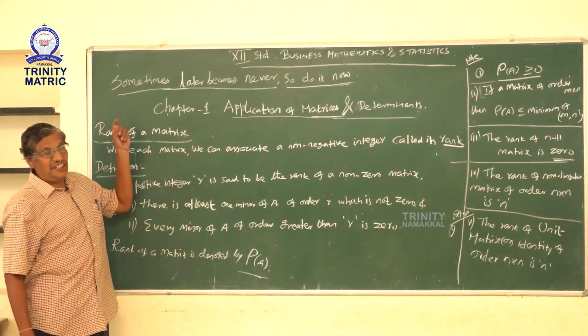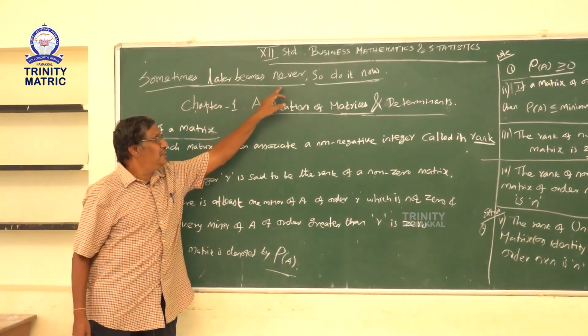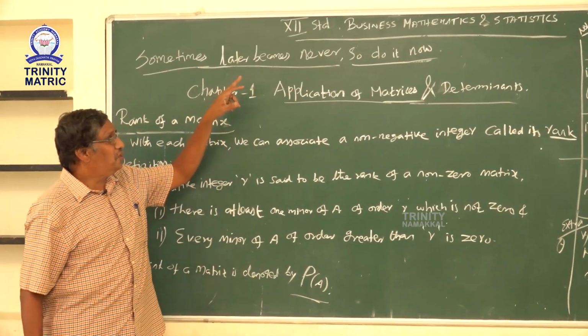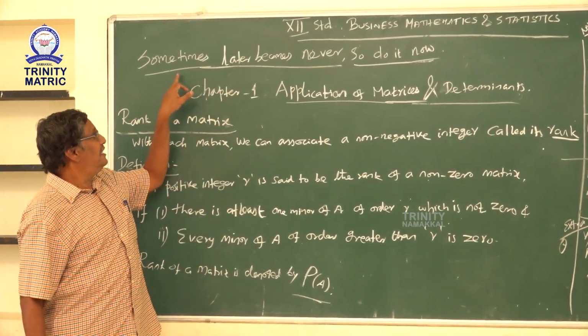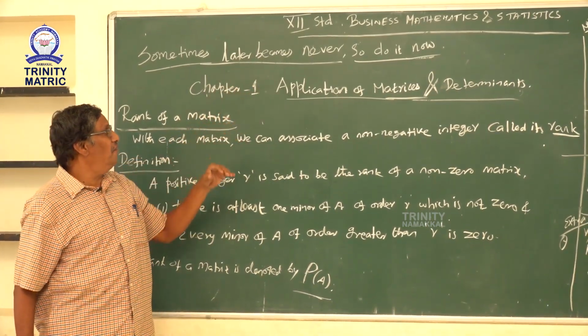I am going to start with a motivation line for you. Sometimes later becomes never, so do it now. Postponing is a very bad habit. So the motivation line is: sometimes later becomes never, so do it now.